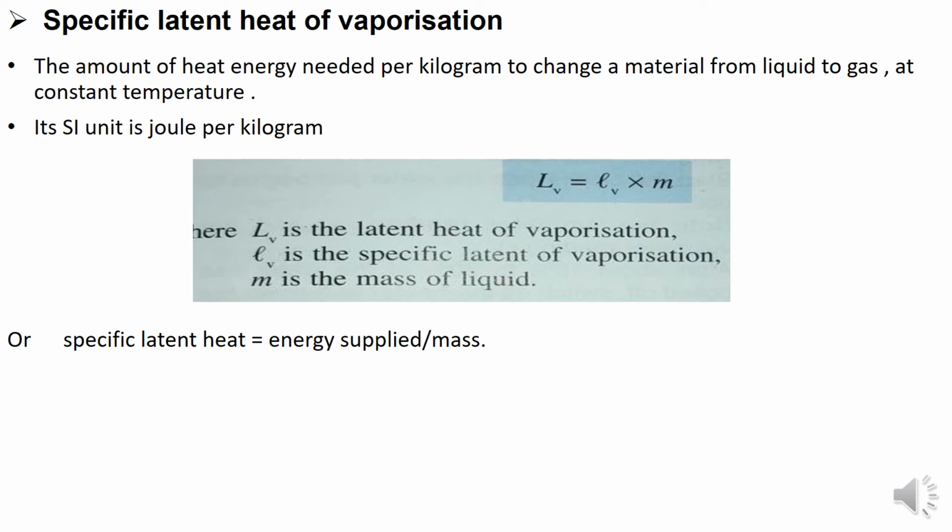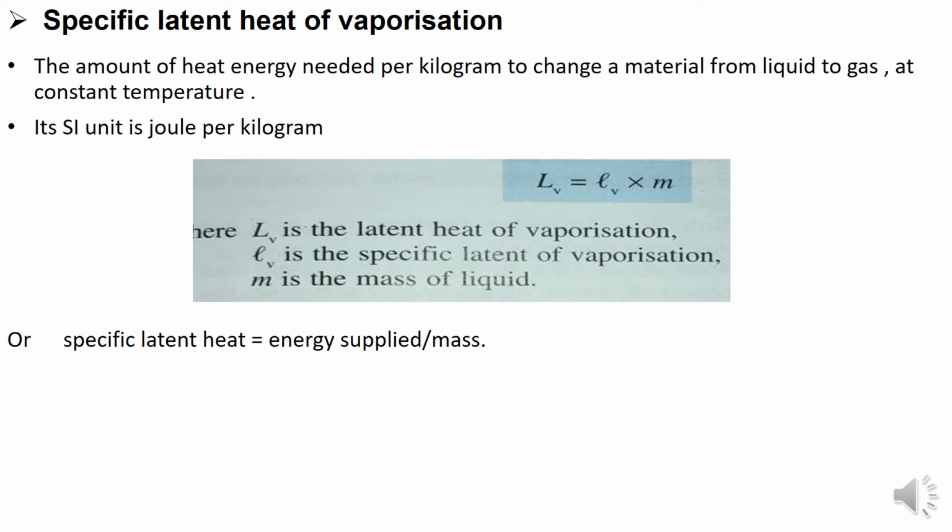Next topic is specific latent heat of vaporization. Latent heat of vaporization means the amount of heat energy needed to change a material from liquid to gas at constant temperature. Specific latent heat of vaporization means the amount of heat energy needed per kilogram to change a material from liquid to gas at constant temperature. The SI unit of specific latent heat of vaporization is joule per kilogram.